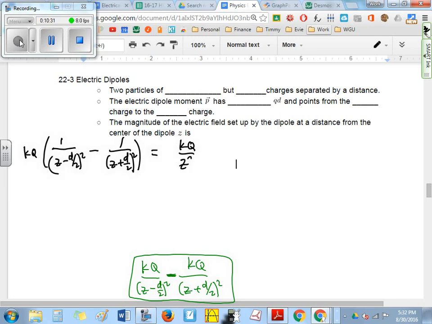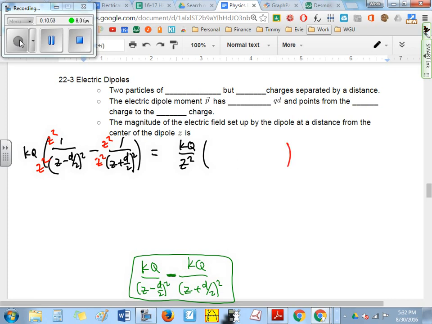Remember, the bottom distance squared represents the distance to the object. Since our object is the dipole and our distance to the dipole center is z, I'd like to have a z squared on the bottom. So in order to do that, I'm going to have to multiply top and bottom by z squared here and here. All this is like magic, okay? I'm just copying my interpretation of what the book did.